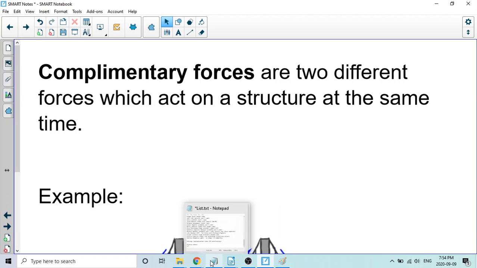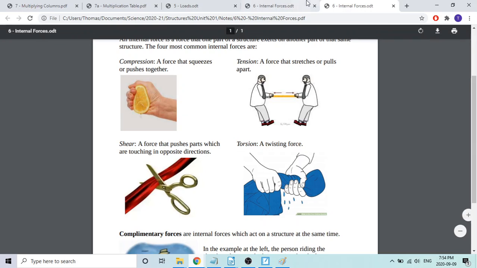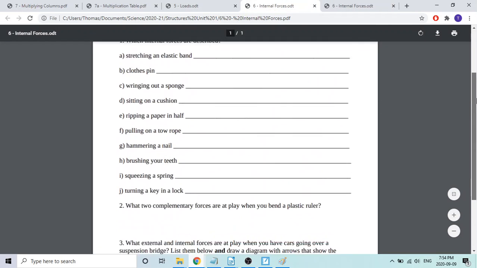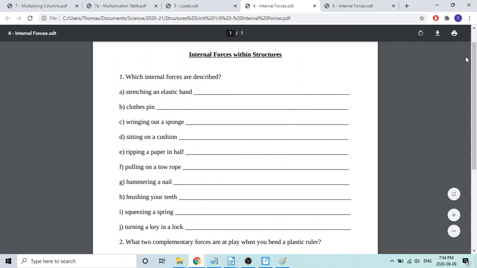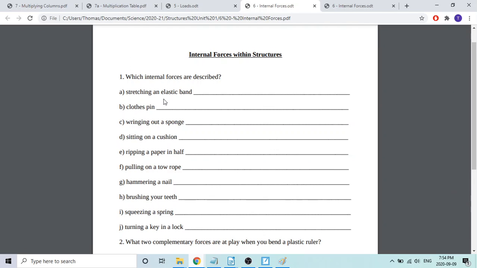That's next time. All right, your task for today. One nice page here. For each of these, I want you to tell what internal force is being described. So compression, squeezing; tension, pulling apart; shear, pushing in opposite directions; and torsion, twisting. Anytime you're talking about ripping something or cutting something, it's probably going to be shear.